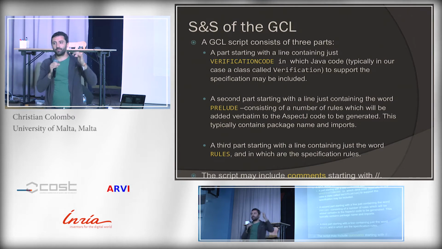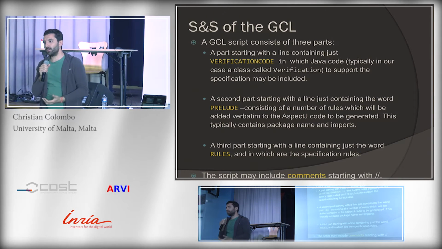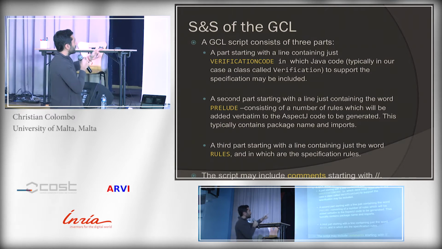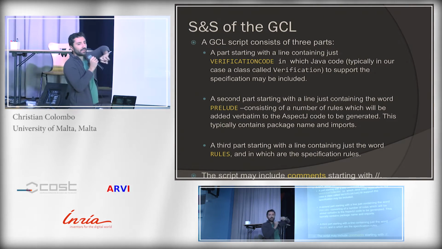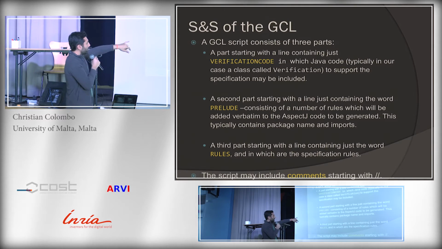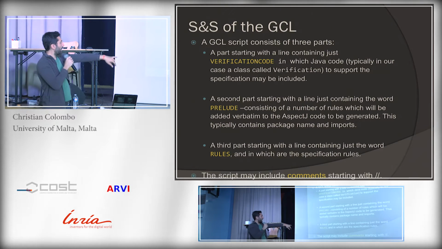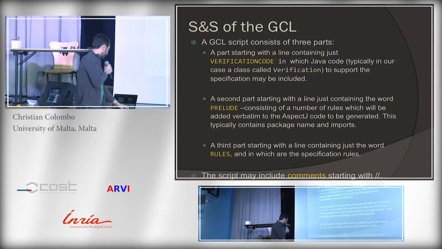We're going to have a script file. In the script file, we will still need some Java code, okay, to support these rules, obviously. Okay, we're going to have what we call verification code, which will be like the Java support code. We will have the prelude. This will be added to AspectJ, and we will have the rules. You will see an example very soon.